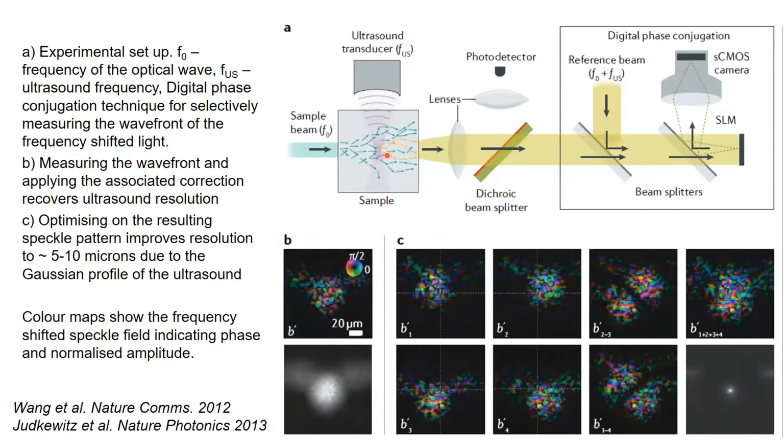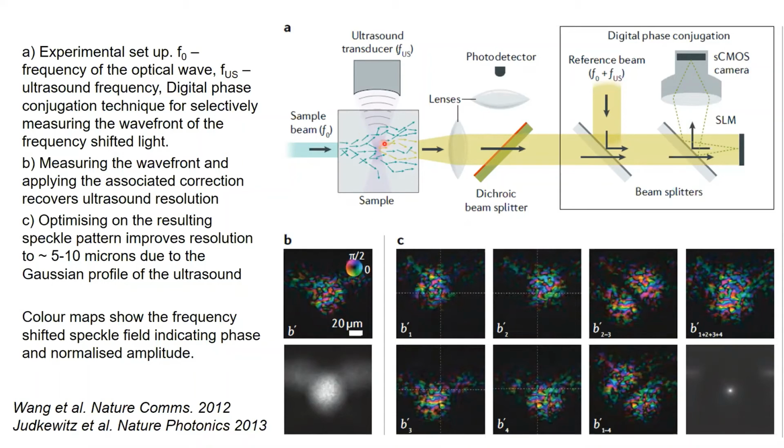These yellowy coloured photons represent the photons that have been frequency shifted by the sound wave, and then you use digital phase conjugation to measure effectively what the wavefront is coming from that sample, and then you can go back and correct that if you want to. So the different images here show measuring the wavefront and applying the associated correction.